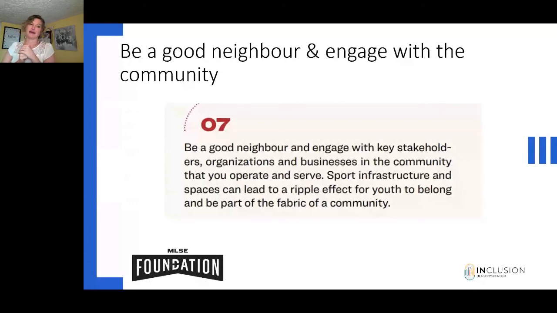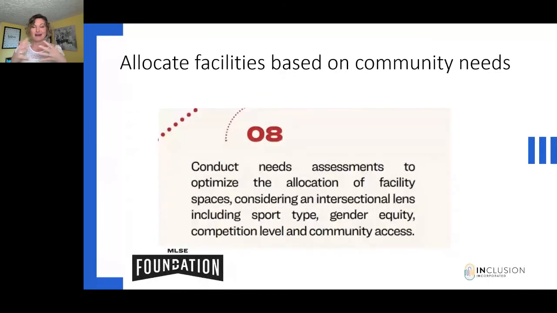Number 8, allocate facilities based on community needs. And thinking about, we talked about intersectionality earlier. Who's part of your community? What are some of those overlapping identities? And making sure that we're building programs for those different identities and how they're showing up and what their needs are, but also how we're allocating facilities to that.